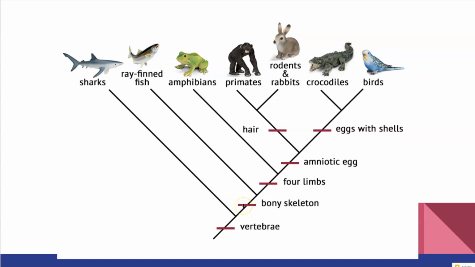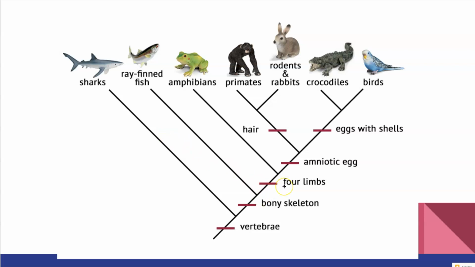Bony skeleton, everything to the right of this has a bony skeleton. Sharks, surprisingly, don't have a bony skeleton. They have a very unique skeletal system where all of their bones are actually made out of cartilage. That's the stuff that makes up your nose and your ears. You may or may not have known that.